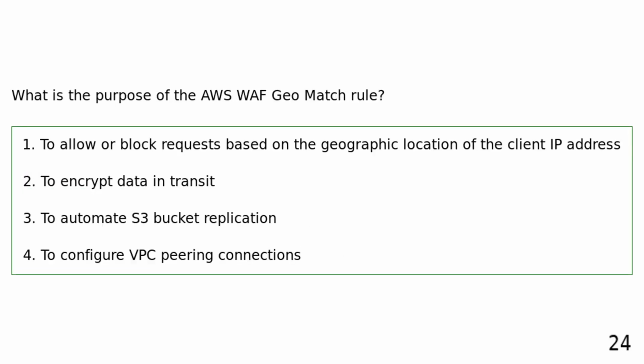What is the purpose of the AWS WAF Geo Match rule? To allow or block requests based on the geographic location of the client IP address. To encrypt data in transit. To automate S3 bucket replication. To configure VPC peering connections.